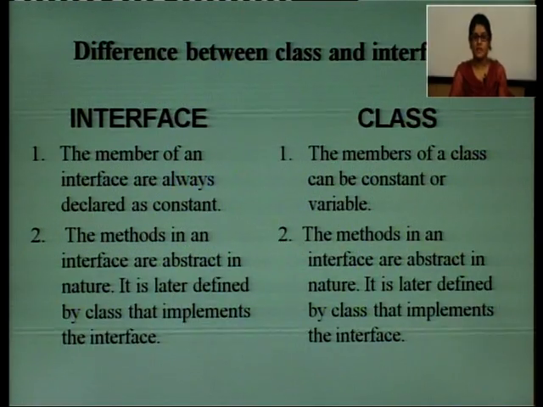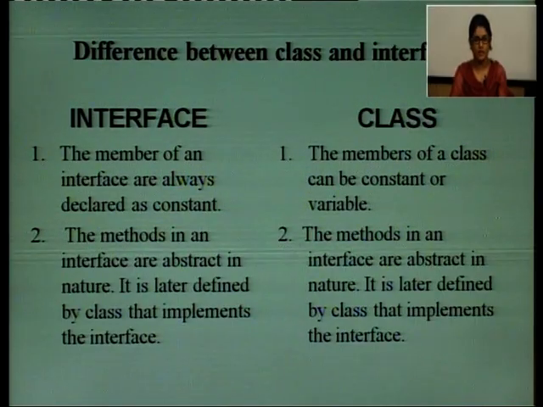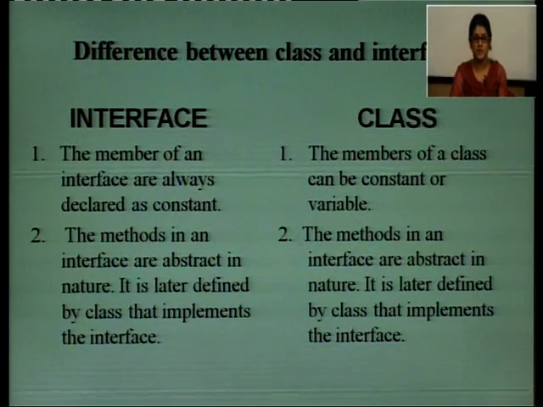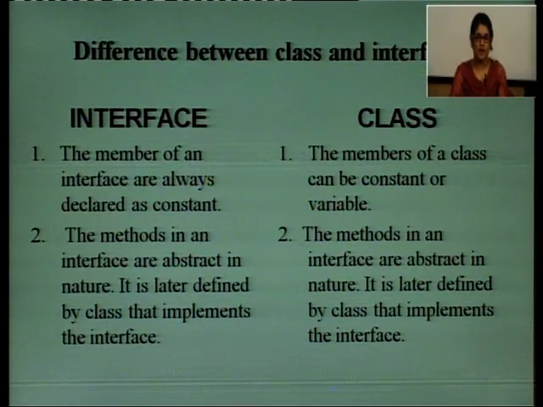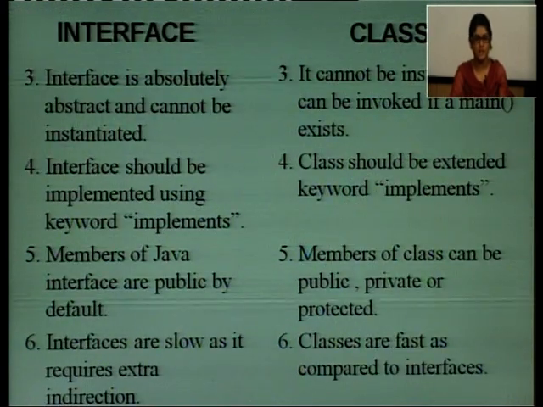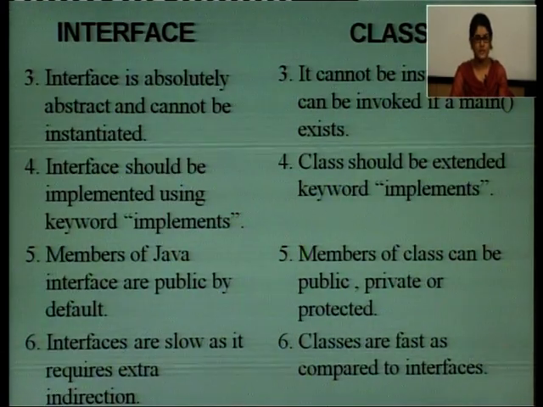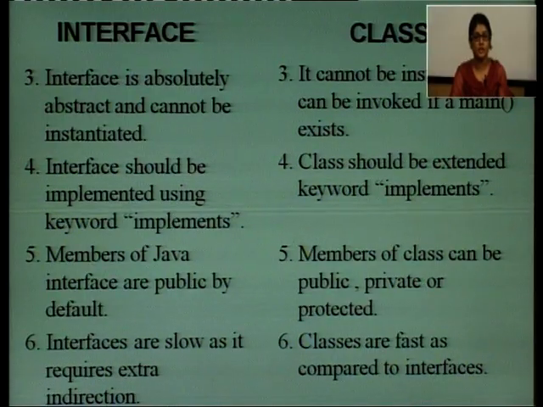The members of an interface are always declared as constant, whereas the members of a class can be constant or variable. Second difference is the methods in an interface are abstract in nature. That means they will be defined later by the class, whereas the methods of a class are not abstract in nature, they can be defined at the same time. Third difference is interface is absolutely abstract, they cannot be initialized, whereas classes can be initialized using objects.